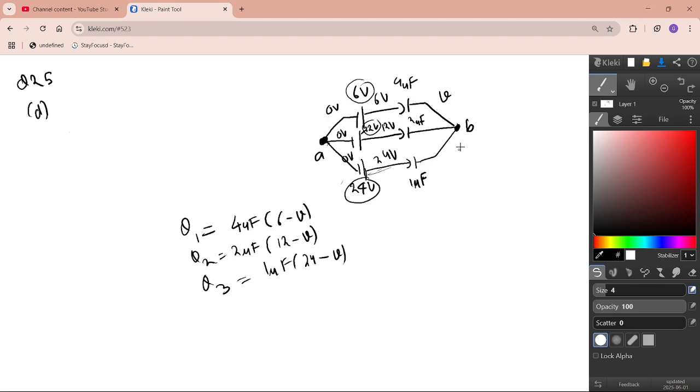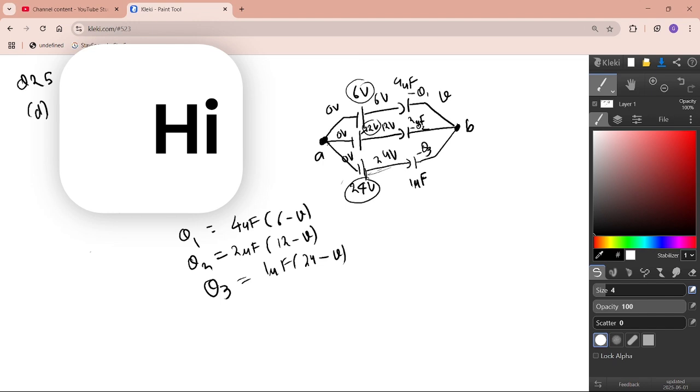So see, this is an isolated system right now. There's minus Q1 charge here, minus Q2 on this plate, and minus Q3 on this. Since it's an isolated system, charges must be conserved. Q1 minus Q2 minus Q3 must be equal to 0.